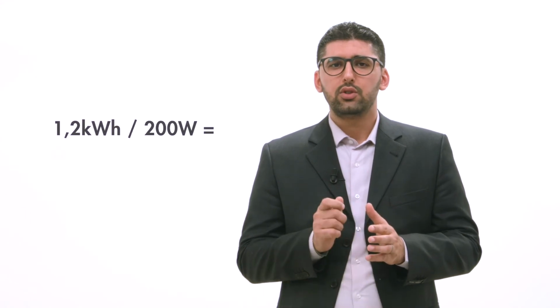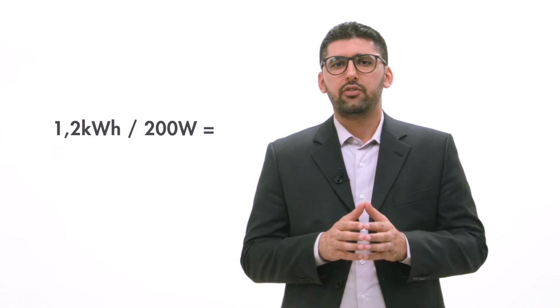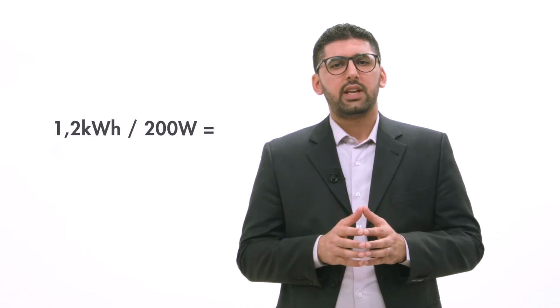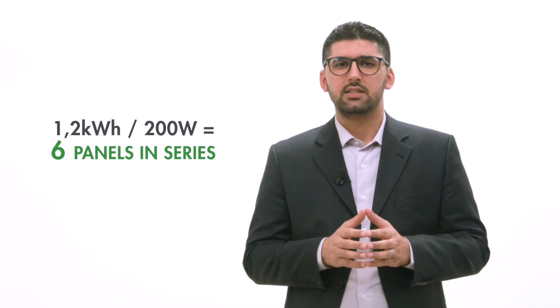If we choose a solar panel of 250 watts, then at best we can expect 200 watts out of it. So in order to know how many panels we need, we divide the total watts, which is 1.2 kilowatts, by 200 watts, which is the output of each panel. Then we get the total number of panels, which is 6 panels connected in series, 250 watts each.